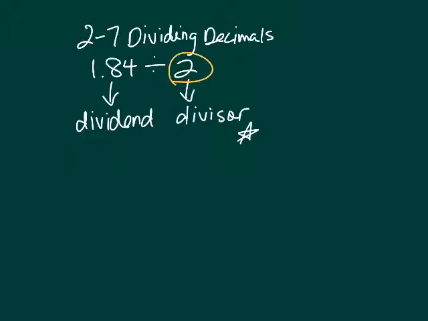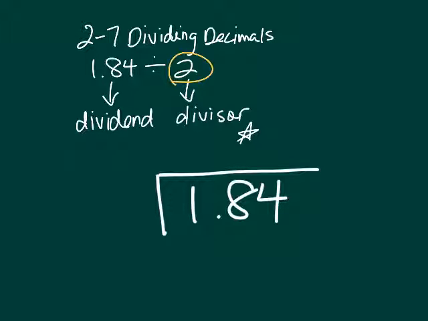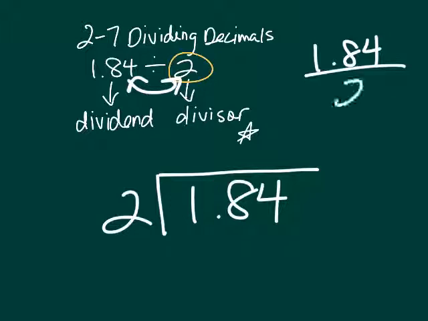So whatever comes first here, that's going to go on the inside of the little house that you use for division. So 1.84, and you're going to divide by 2. So just remember that it's kind of the reverse direction of what you see when it's written horizontally like that. This also could be written like this, 1.84 divided by 2. And the more algebra you do, this will be the most common way that you see this.